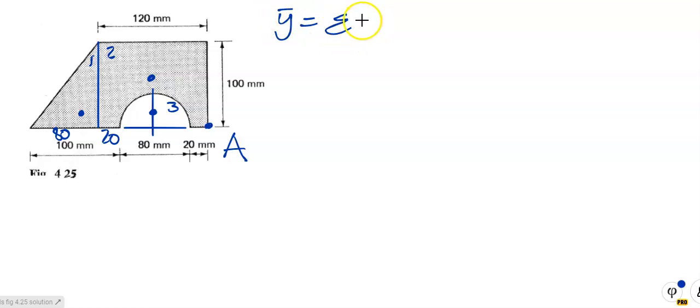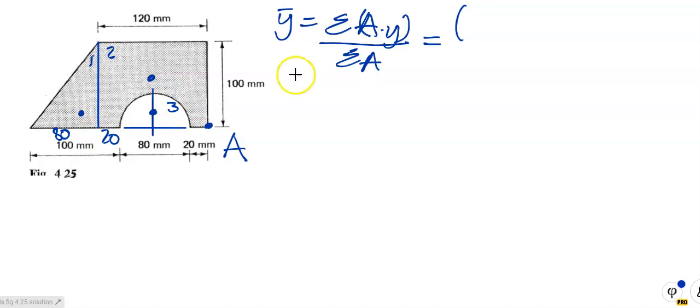is equal to the sum of the area of the elements times y. I'm going to take element 1, so the area of the triangle is half times 80 times 100. And that y there, remember we're doing bar y, we're considering all vertical distances only. So that y there is the distance from there to there.